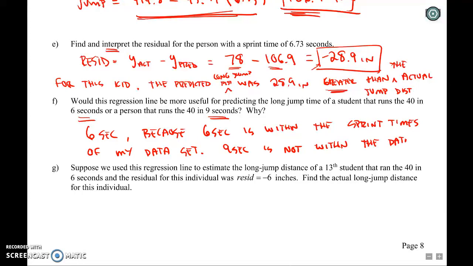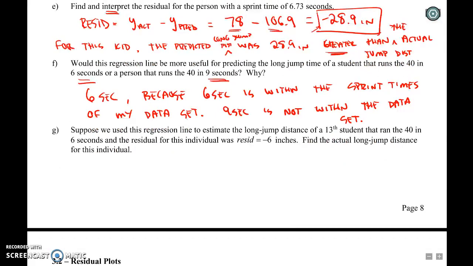You don't have to use the word extrapolation. I think what some kids will do on a question like this is they'll say 6 seconds because 9 seconds is extrapolation. You won't get credit for that. What does that even mean? 9 seconds is extrapolation. They don't want you to flaunt fancy vocabulary. They want you to explain things. 6 seconds. Why is 6 seconds good? Because it's within the data set. Why is 9 seconds not? Because it's not within the data set.